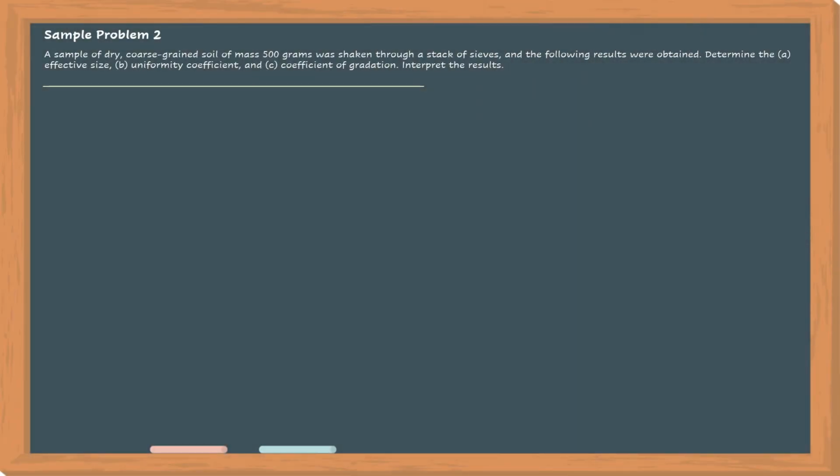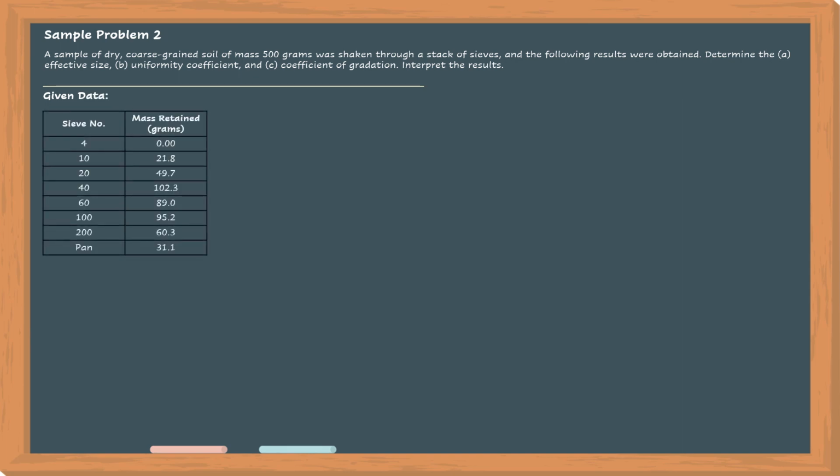Sample problem number 2. A sample of dry, coarse-grained soil of mass 500 grams was shaken through a stack of sieves, and the following results were obtained. Okay, so let's go directly to the given information. This is the test result. And then required according to the problem is that we have to determine the amount of coarse-grained and fine-grained soils.